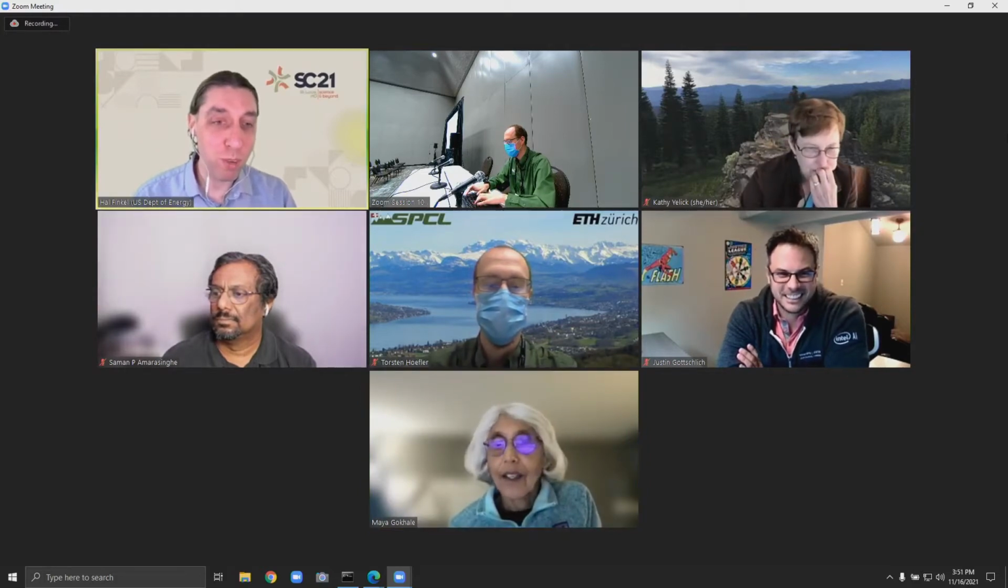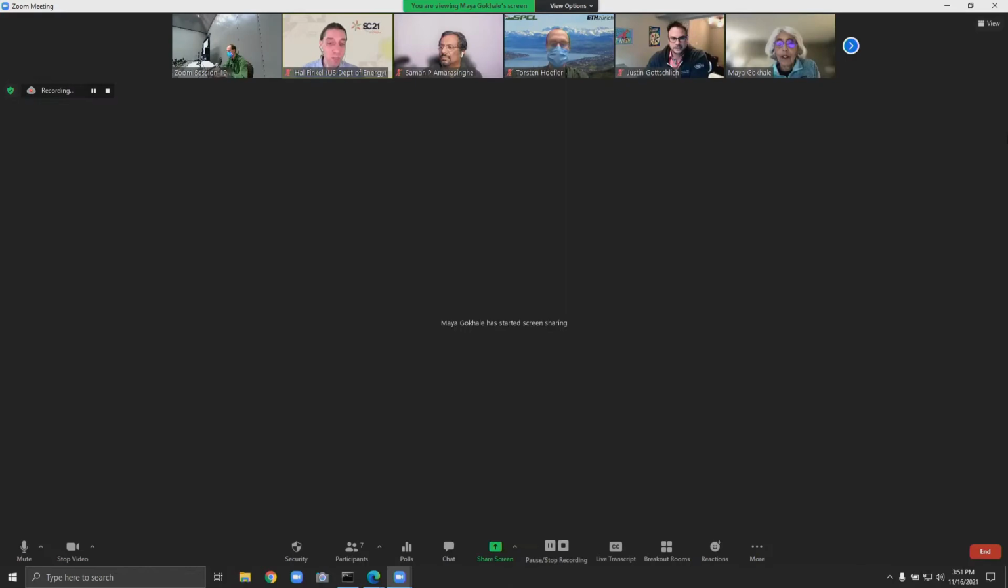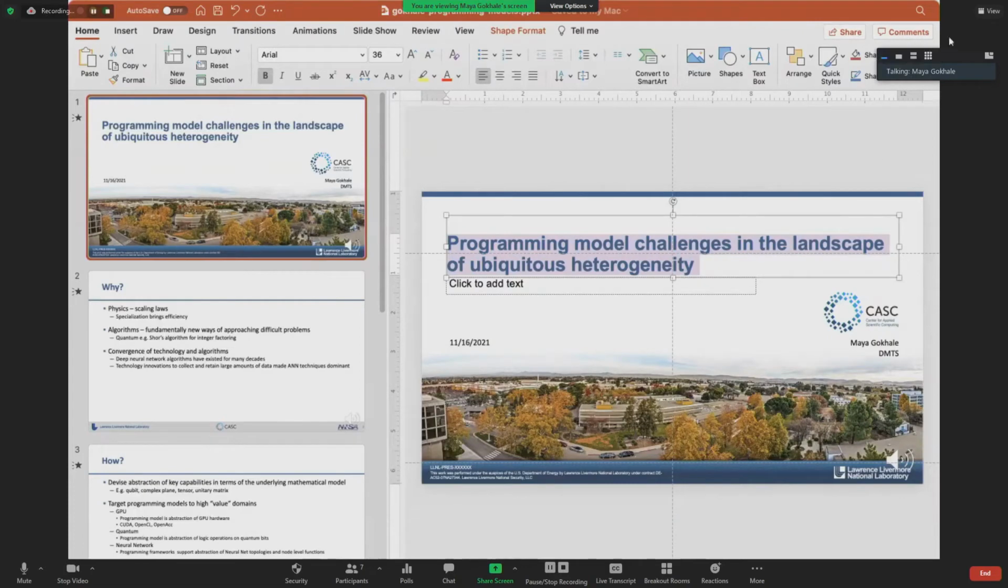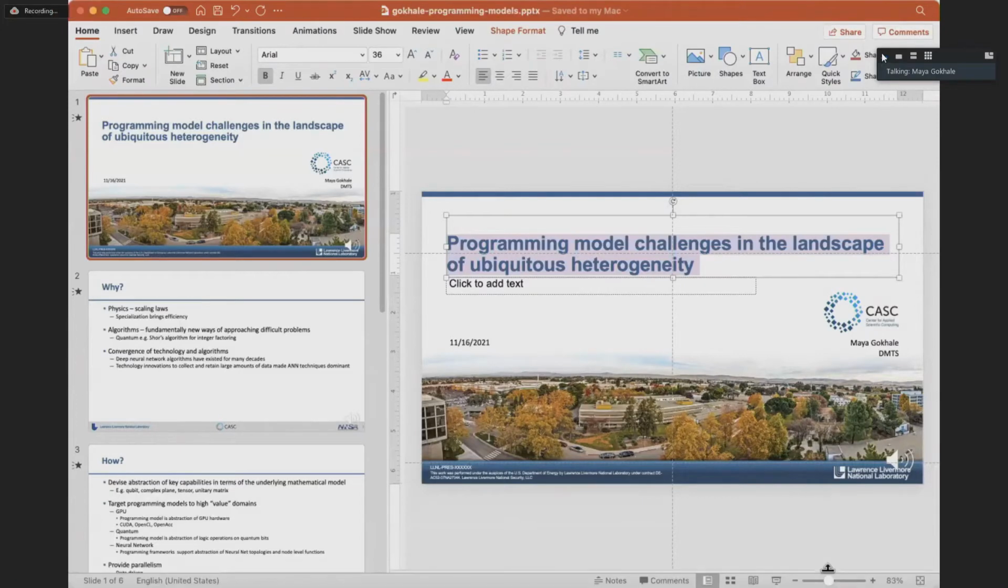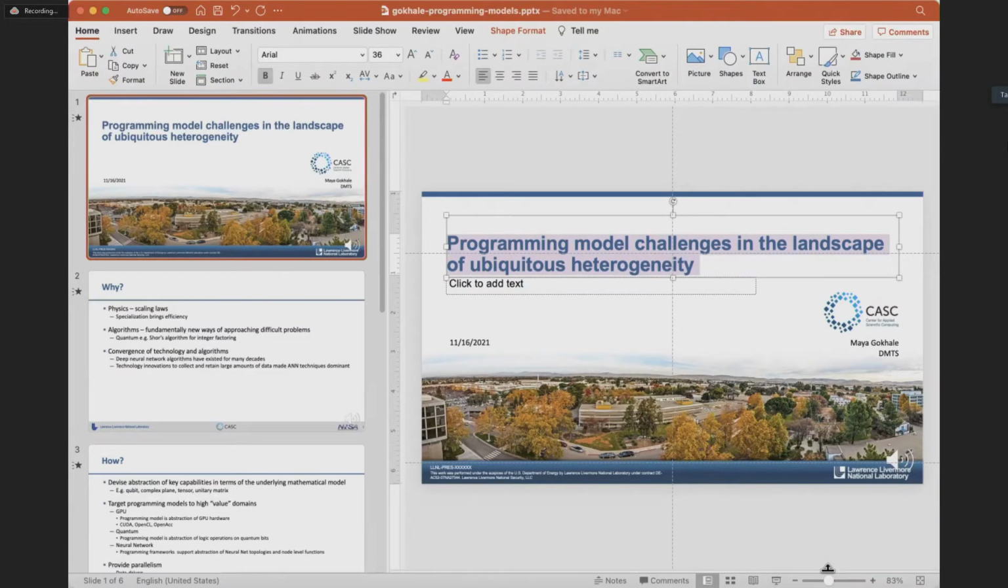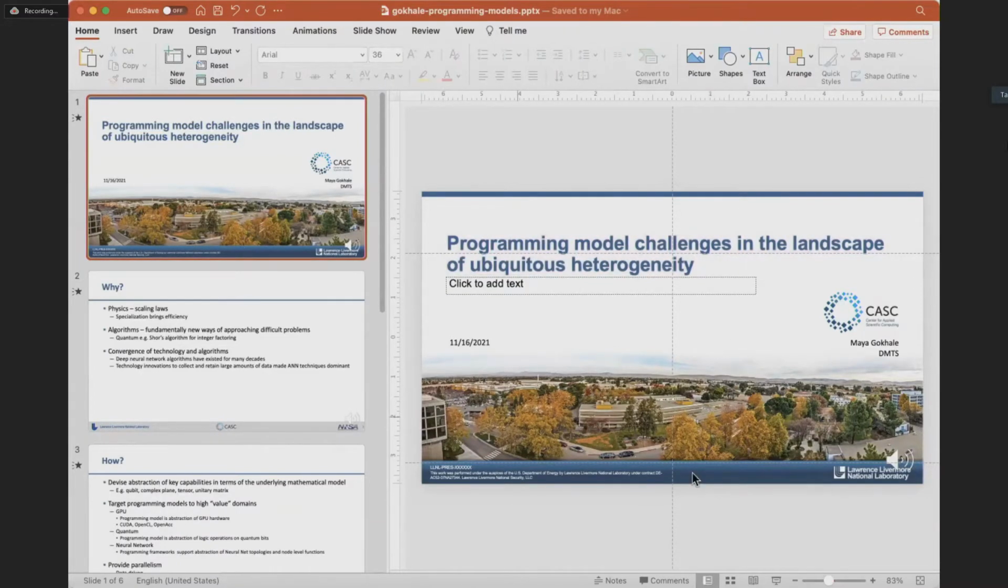That's great. Maya, also introduce yourself, please. Sure. I am Maya Gokhale. I'm a researcher at the Lawrence Livermore National Laboratory. I've been there several years. I was at Los Alamos before that. I'm so glad you invited me, because I'm very interested in programming models. I've designed and implemented a few parallel programming languages through my career, so I thought I would give a little overview from that viewpoint of what I have learned and the insights that I have.